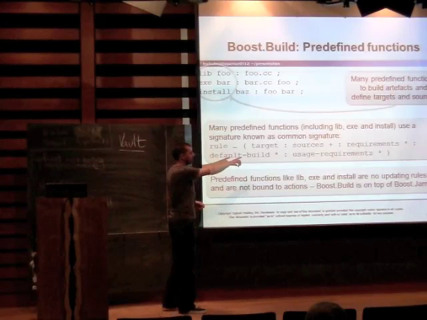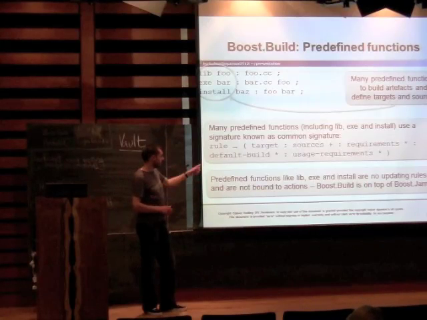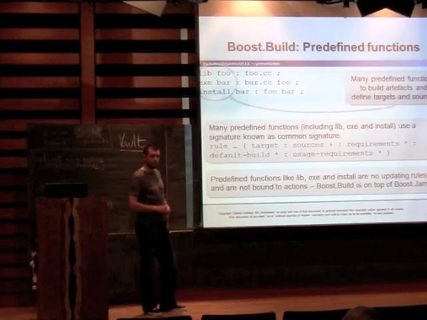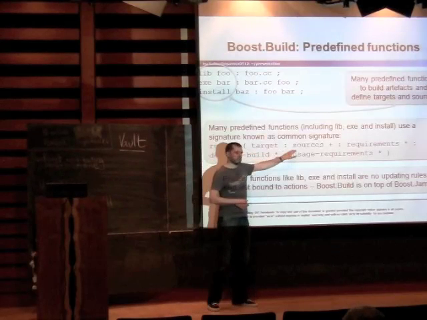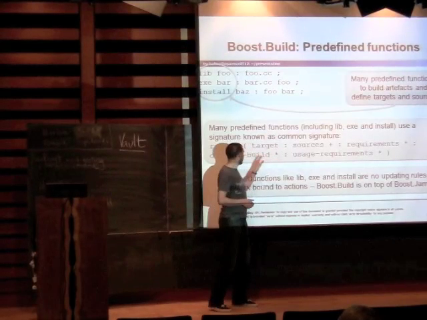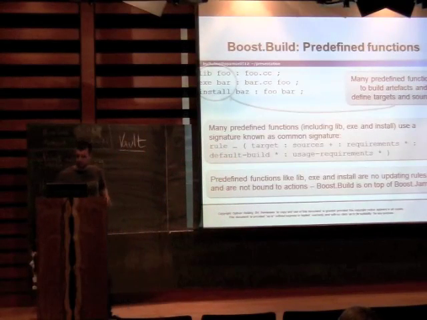We have a third parameter called requirements, which is optional. There's this asterisk. A fourth parameter called default build, and a fifth parameter usage requirements. I think target and source are clear. Something has to be built from something else. Requirements, default build, and usage requirements we're going now to look at on the next slide.